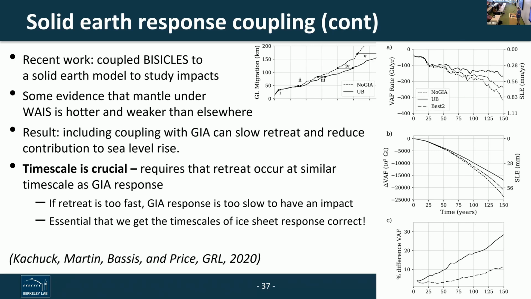And what we found was that including coupling with the Earth rebound can slow retreat and reduce the contribution to sea level rise. But the timing still matters, because it requires that retreat occurs at a similar time scale as the response. Imagine that if the retreat is too fast, by the time the bedrock rebounds, the grounding line is gone, there's no more ice to rise, right? So it means we have to make sure we get the timescales of all these things correct. That means our modeling has to be correct.